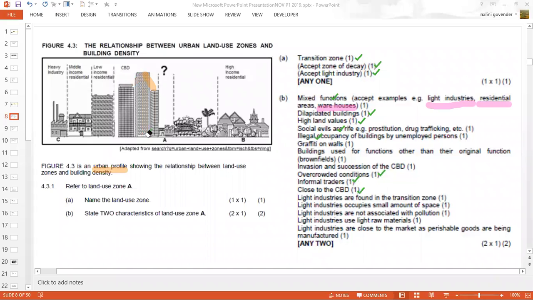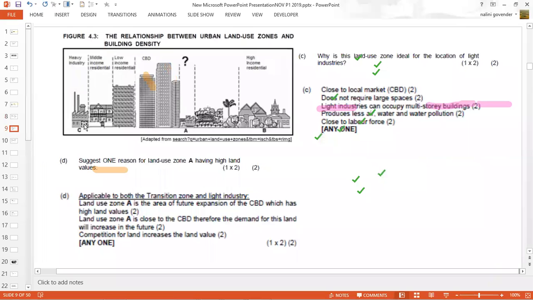Let's quickly move it off there. All right, now we go on to our next question. Same diagram. Let's see what it tells us. Right, let's see our questions, and let's see where we are. Clear those things there. Then it says, C, why is this land use zone ideal for the location of light industries?